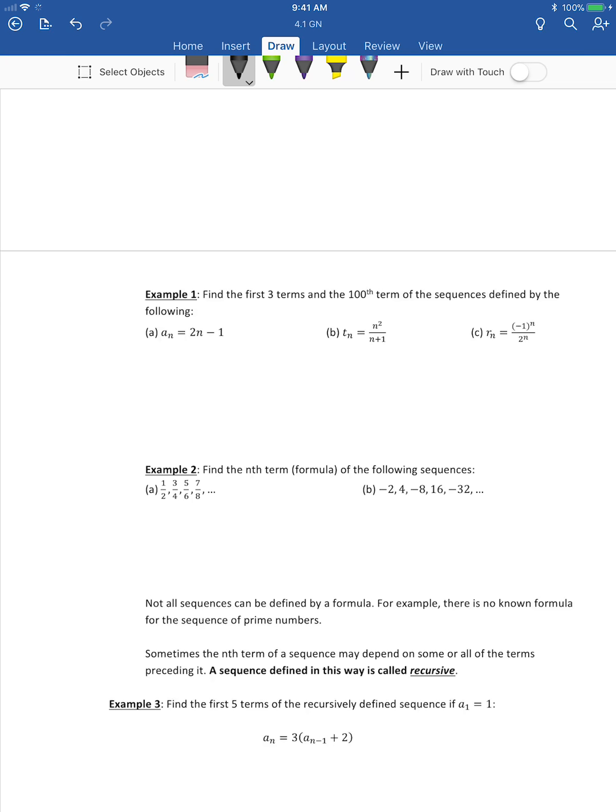So let's look at an example, a question you might see on a quiz or a test. Find the first 3 terms and then the 100th term of the sequences defined by the following. We'll start with an easy one: a sub n equals 2n minus 1. Find the first 3 terms. That means a1 is 2 times 1 minus 1. 2 minus 1 is 1. a2 is 2 times 2 minus 1. 4 minus 1 is 3. a3 is 2 times 3 minus 1. That's 6 minus 1, which is 5. So I see that this is actually the odd numbers.